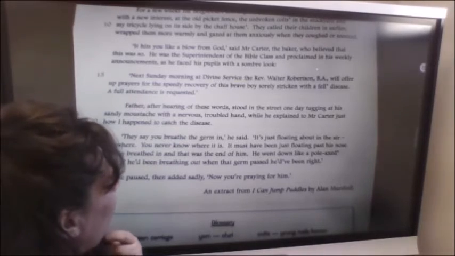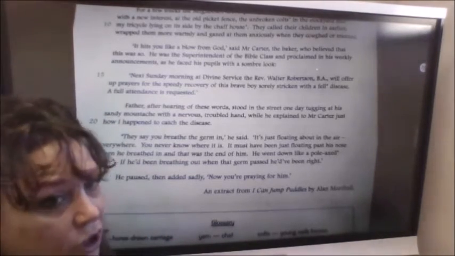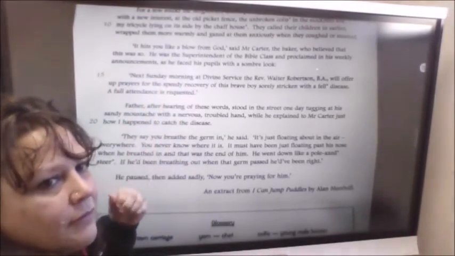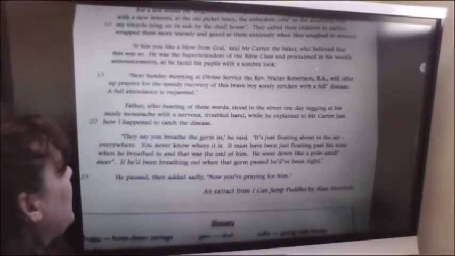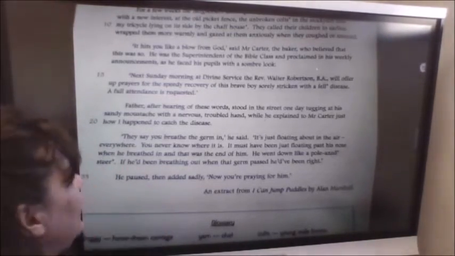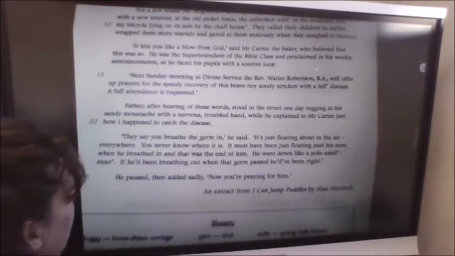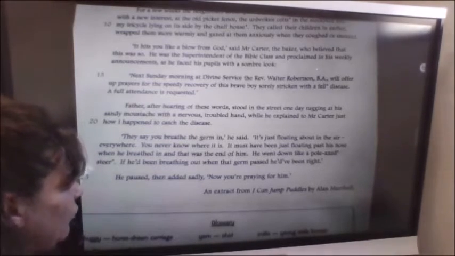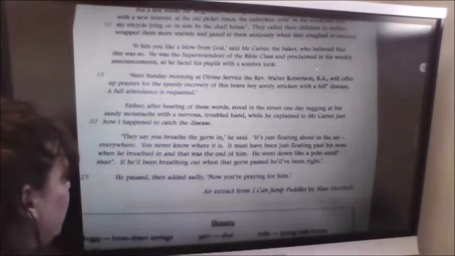So he explained to Mr. Carter just how I happened to catch the disease. So he's talking to Mr. Carter, the leader of the Bible class, and so he's had a conversation with him. So this is what Alan's dad says. They say you breathe the germ in. He said it's just floating about in the air everywhere. You never know where it is. It must have been just floating past his nose when he breathed in, and that was the end of him. He went down like a poleaxe steer.